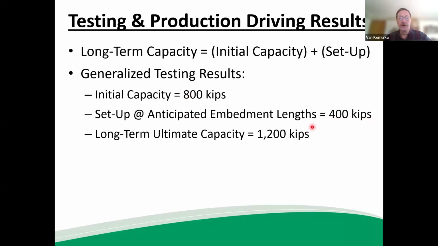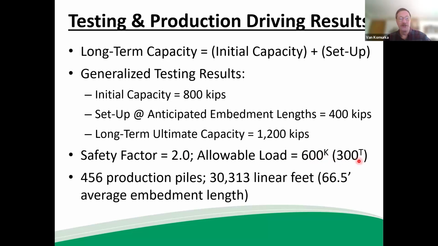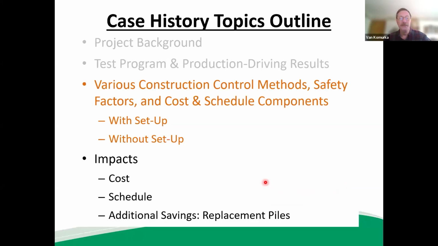So 800 plus 400, we decided to design the piles for a long-term capacity of 1,200 kips based on the test program. Because we had an instrumented static load test, we applied a safety factor of 2. Therefore, allowable load was 600 kips or 300 tons on that 16-inch pile. So production driving: 456 piles, 30,000 linear feet, an average of 66.5 feet per pile. Not a lot of footage in the ground to get 300 tons. Again, we'll see that the setup played a role in that.